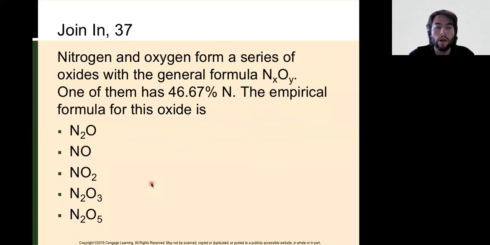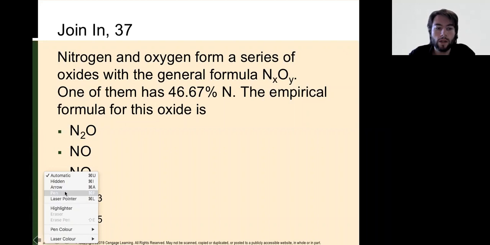Okay. So then nitrogen and oxygen in the next question form a series of oxides with the general formula NxOy. One of them has 46.67% nitrogen. The empirical formula for this oxide is going to be what? I'll give you 5 or 10 seconds here to come up with the answer. Pause if you need more time. I'm going to answer very soon.